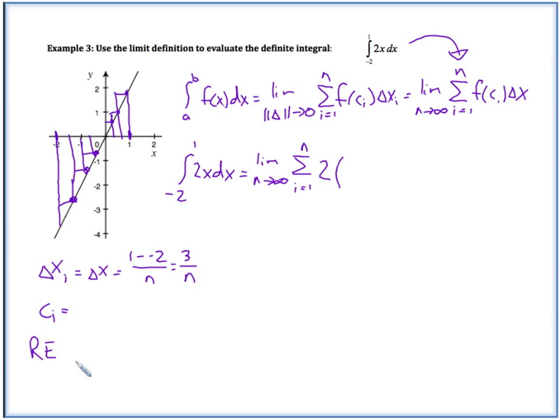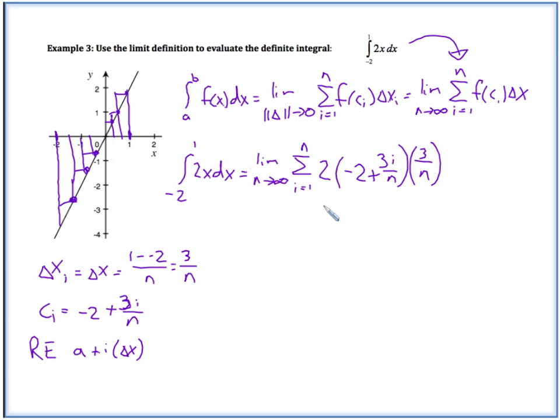And so in that case, remember we wanted a plus i delta x. Okay, so a is -2 plus i delta x. So that's going to be 3i over n. Okay, so we're going to substitute that in for our c sub i. So that's 2 times (-2 plus 3i over n) times delta x, which is 3 over n. Okay, so this is how you find your definite integral. We've got to find this limit. So let's go ahead and do that work here.